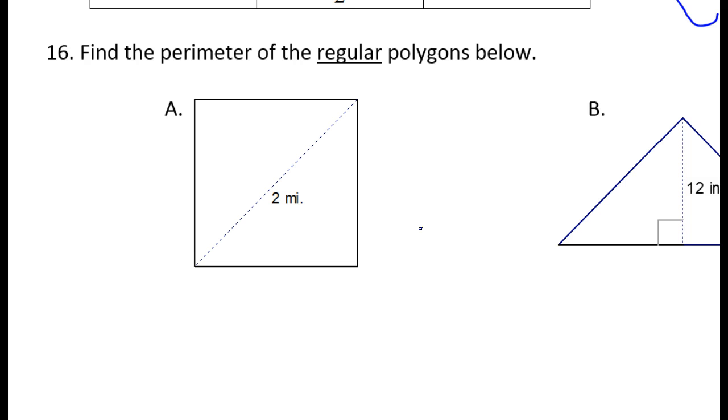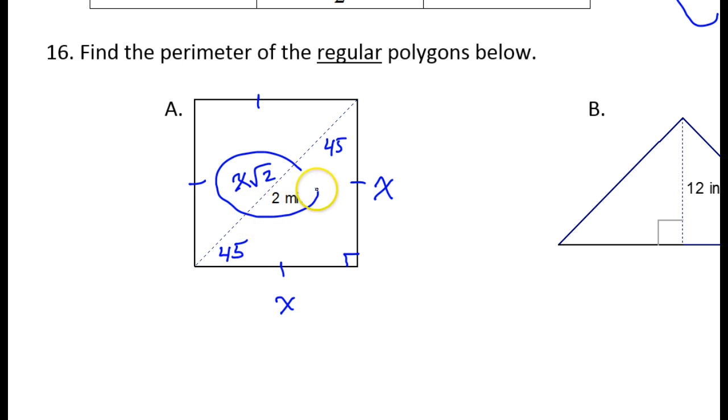All right. Number 16, find the perimeter of the regular polygons below. Regular means that all the sides are the same. So if this is a square, and here I've got the diagonal, then that automatically means that this is going to be a 45, 45, 90 triangle. Okay, it's an isosceles right triangle. That means we're looking at the pattern that goes like this: x, x, and x radical 2. So looking at this right here, x radical 2 must equal 2.